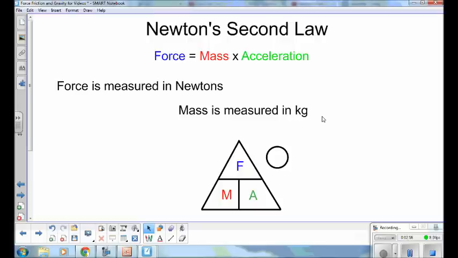So if you're given a problem and it's not in kilograms, you may have to do a conversion. The next thing is acceleration. Acceleration will be measured in meters per second squared.